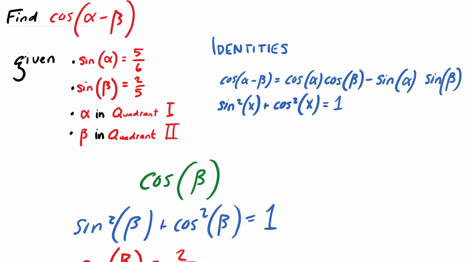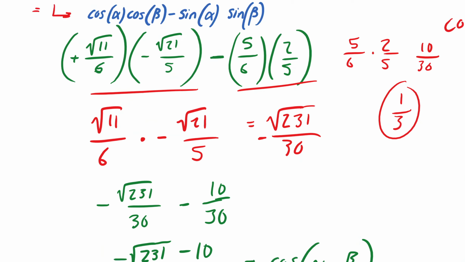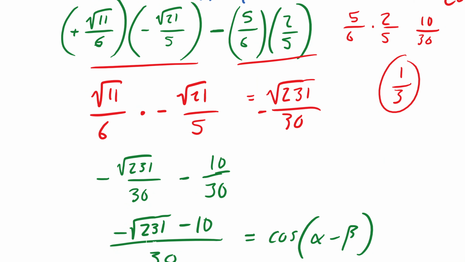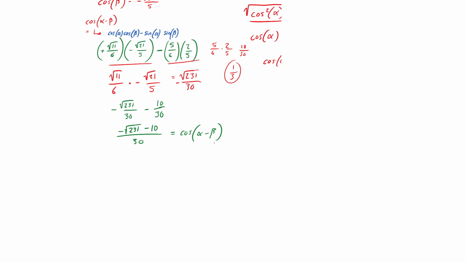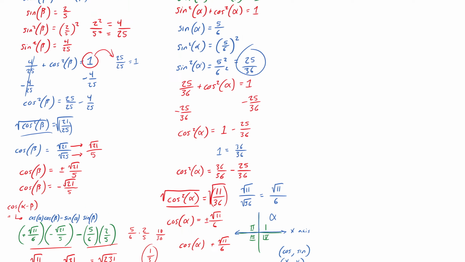And so that's that. Cosine of alpha minus beta is equal to negative root 231 minus 10 over 30. And here's all the steps we did.